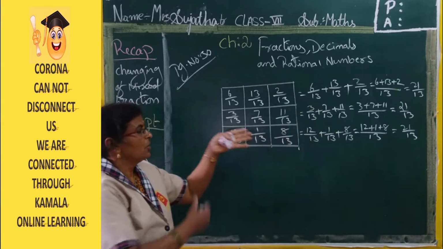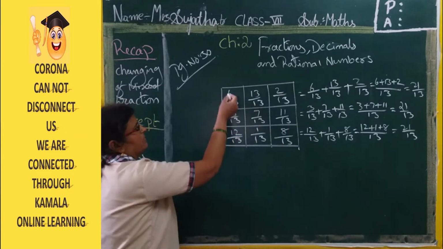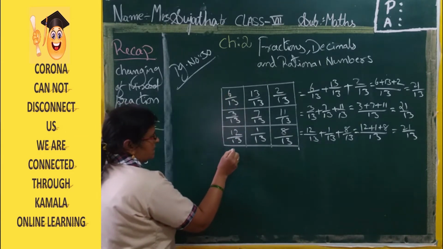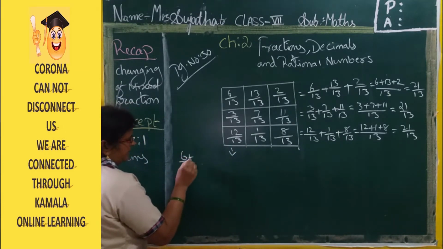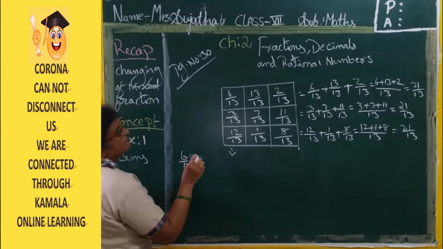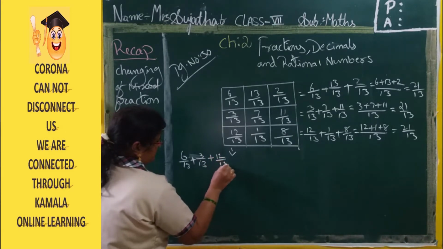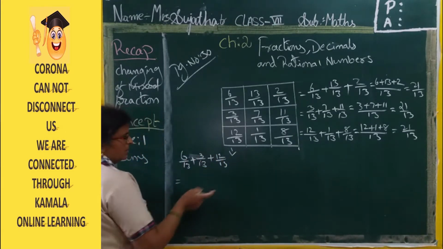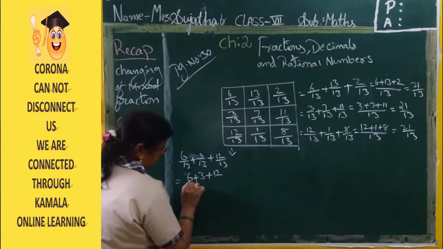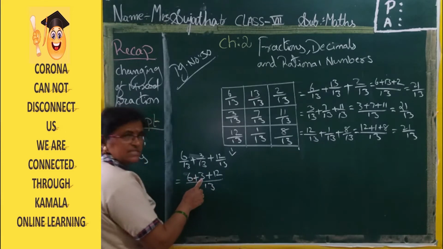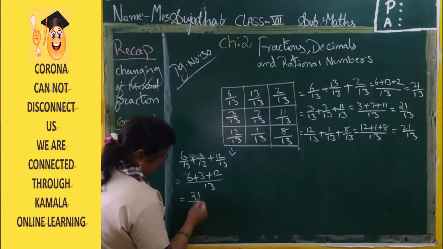Now what you have to see? Columns. Columns means these vertical lines are called columns. Now columns also we will add. This column, here I am writing the answer. 6 by 13 plus 3 by 13 plus 12 by 13. Then what is the answer? Again you are getting the same. All the denominators are the same, so you can just add the numerators. Now 6 plus 3, 9. 9 plus 12, 21 by 13.